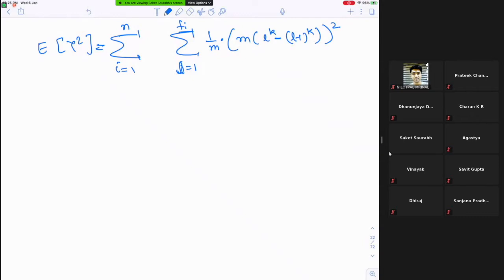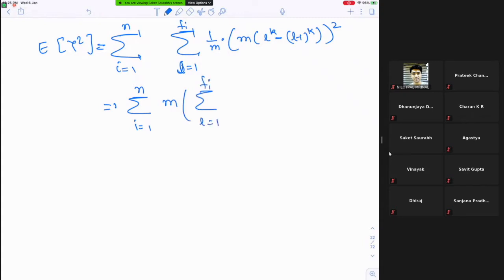Agreed? Okay. Now this is i equal to 1 to n, but now we have m squared, right? We don't have m, so things will get cancelled. So what are we going to get? We will get an m from here, and summation L equal to 1 to f_i. And what are we going to get here? I'm going to write this: L^k minus (L minus 1) to the power k, L^k minus (L minus 1) to the power k. Okay, I have done this.